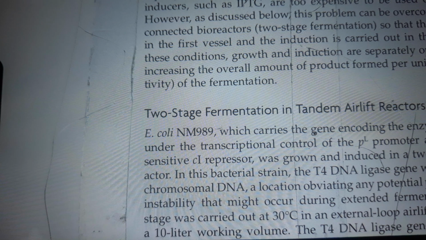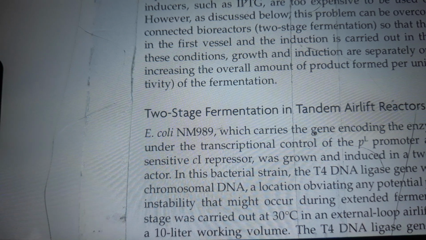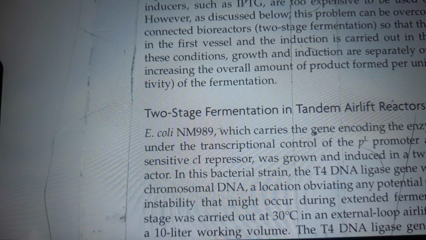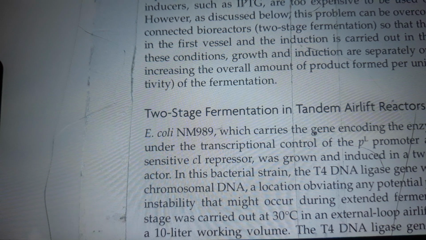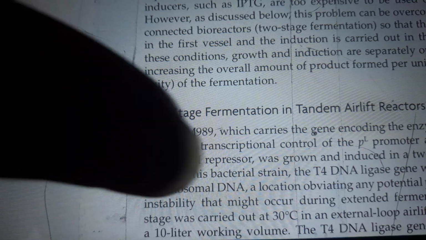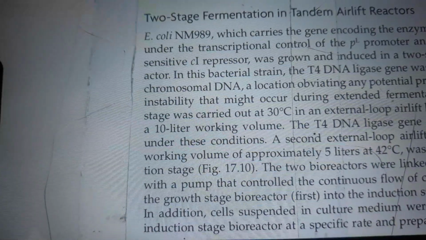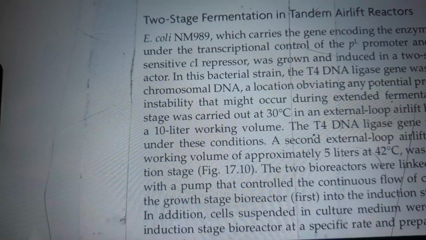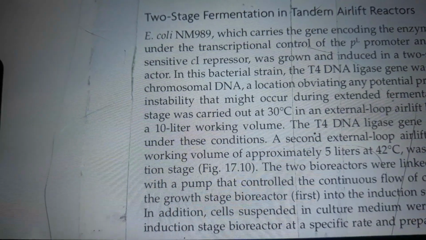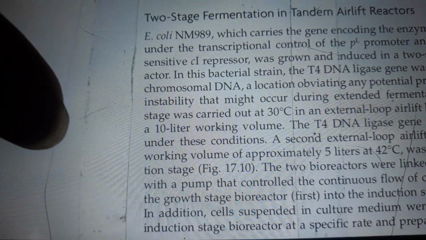However, as discussed earlier, this problem can be overcome by using two connected bioreactors, a two-stage fermentation, so the cells are grown in the first vessel and the induction is carried out in the second. Under these conditions, growth and induction are separately optimized, thereby increasing the overall amount of product formed per unit time, the productivity of the fermentation. The next topic is two-stage fermentation in tandem airlift reactors.